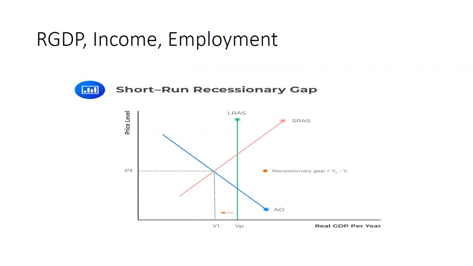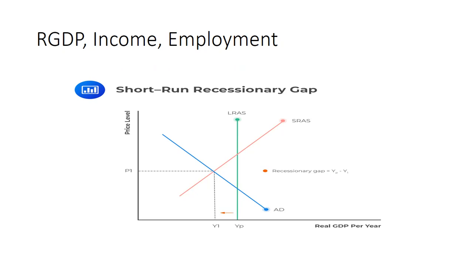Now, of course, we could look at another possibility. They're not going to ask that on the regular quiz, but how about if they gave you an inflationary gap, where Y1 was to the right of YP. Obviously, if we're moving to the right, then real GDP, income, and employment are increasing. This is the recessionary gap, but think what would be happening if you had an inflationary gap. So that is question number 2.